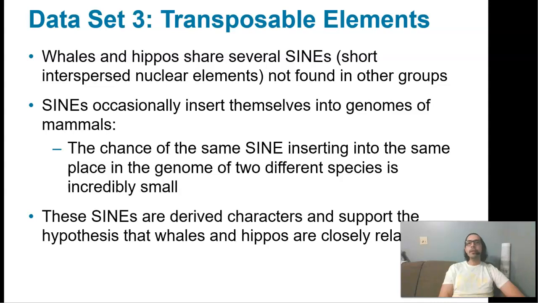So SINEs occasionally insert themselves into genomes of mammals. And the chance that the same SINEs insert themselves into the same place of a genome in two different species is very unlikely. So the SINEs are derived characters and support the hypothesis that whales and hippos are closely related.